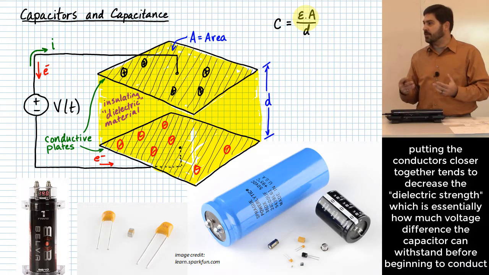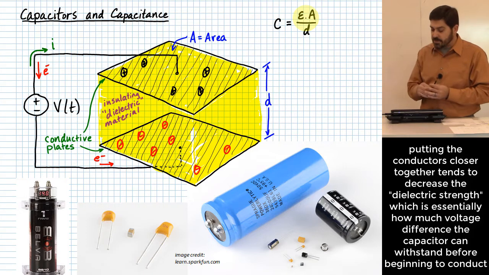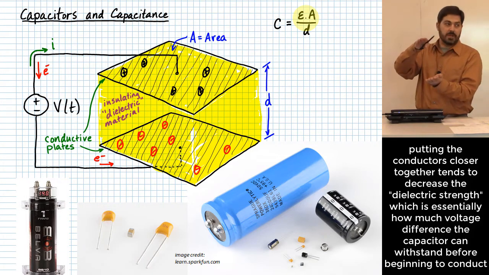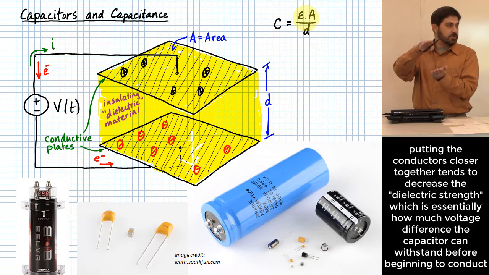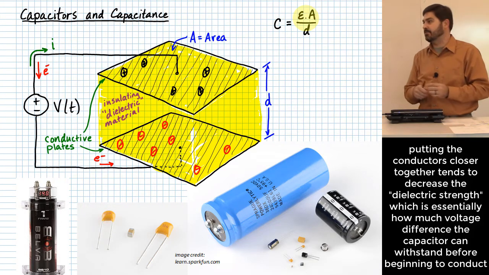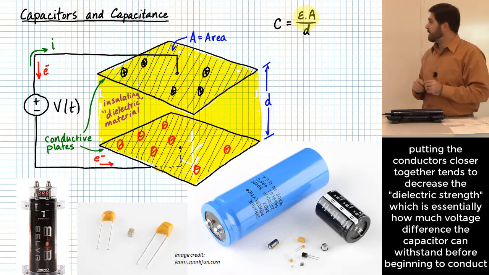So if you have a medium that is better at preventing current from flowing, that has a higher dielectric strength. Usually, how much dielectric strength you have improves as you increase the distance between the two plates that are trying to conduct, and for that reason you can't necessarily get them infinitely close to one another, because that usually has the effect of decreasing dielectric strength. All right, so there are limits on that. That's basically what I'm saying.